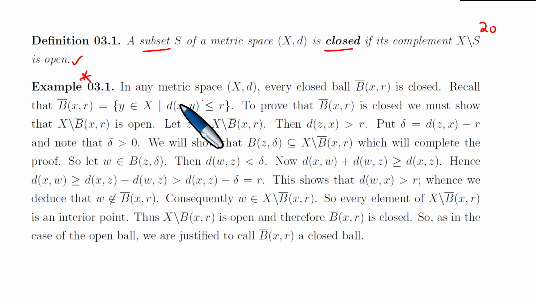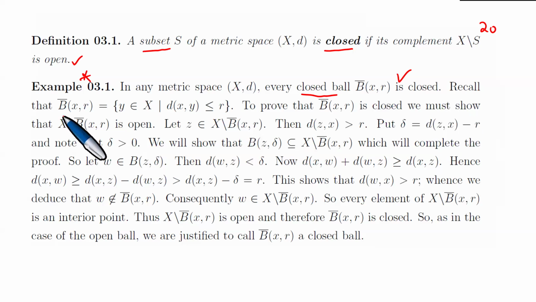Example 03.1. In any metric space (X, d), every closed ball B bar of (x, r) is closed. This is a very interesting example where we're going to be proving that what we call a closed ball is closed. It looks very obvious, and somebody might say, but it's a closed ball, really, do we need to prove that it's closed? We are proving that the closed ball is actually what you call a closed set, and we pay particular attention to the kinds of details that become very important. Let us get cracking with this.